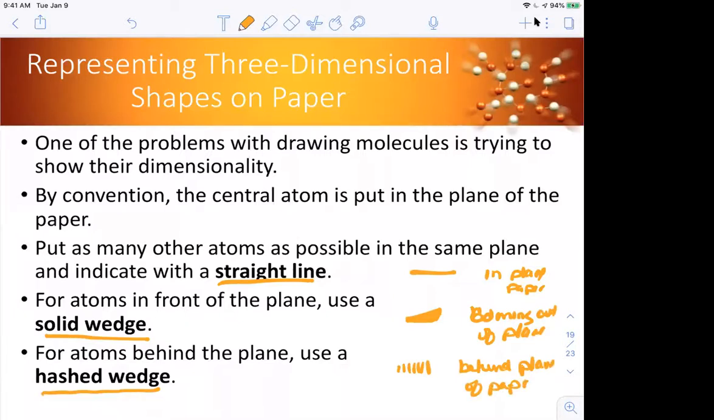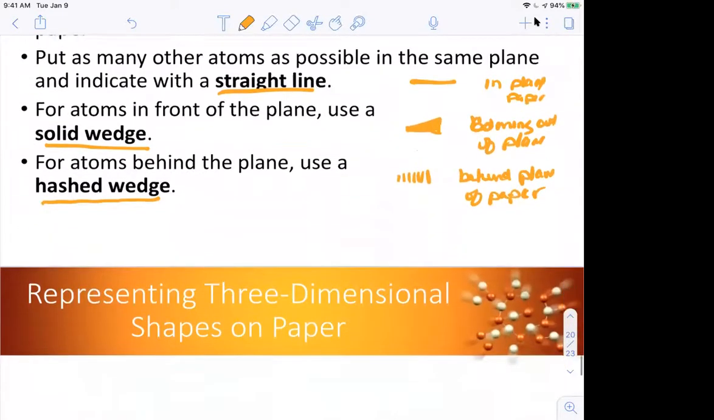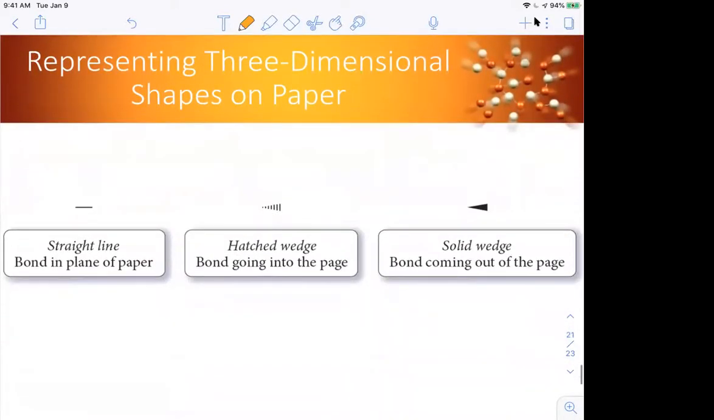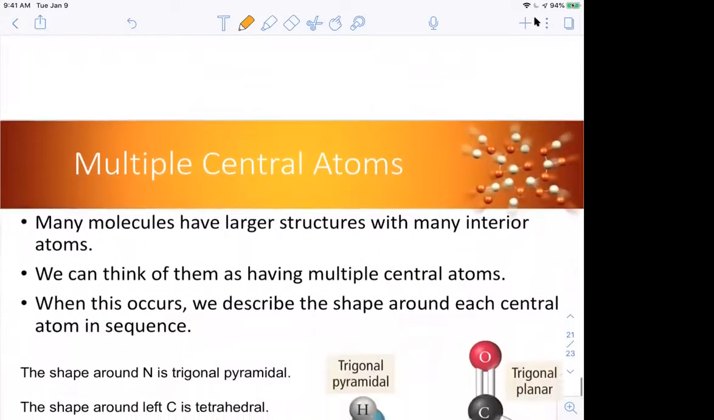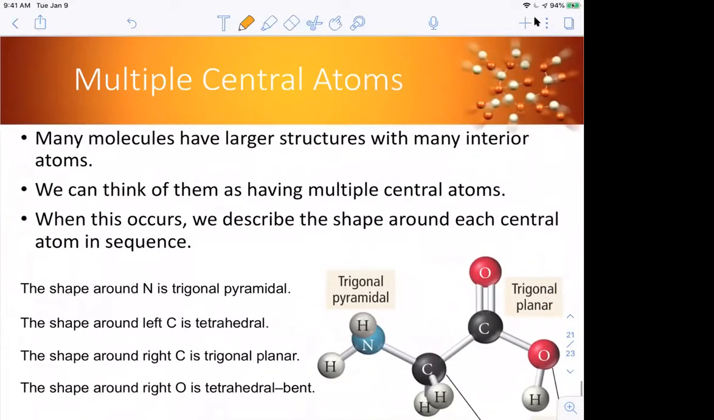So a lot of times I'm going to be putting these bolded and hashed wedges in my structures in order to impart a three-dimensional structure to a two-dimensional drawing. So again, the straight line is in the plane, the hashed wedge indicates it's going into the paper, behind the paper, and this bolded wedge means it's coming out of the page. So this can be applied from each atom that is a central atom.